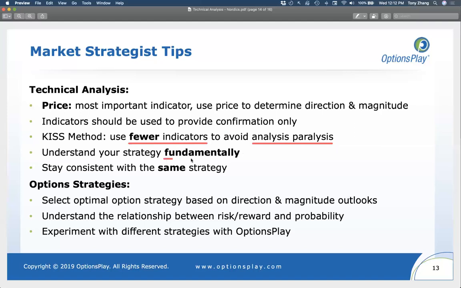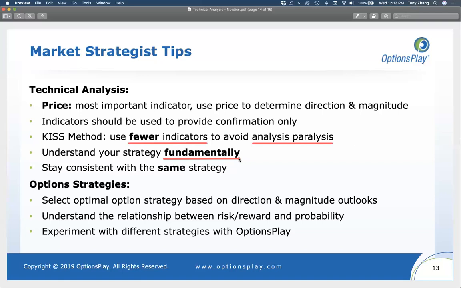So in order to have that confidence, you need to understand your strategy fundamentally. Today's session was designed to give you a sense for the different types of indicators and what they actually provide you with. What information do they provide you, and what information do they not provide you with? Because that's the type of information that you need to determine and audit your trades after the fact to see whether or not the trade worked out in your favor.